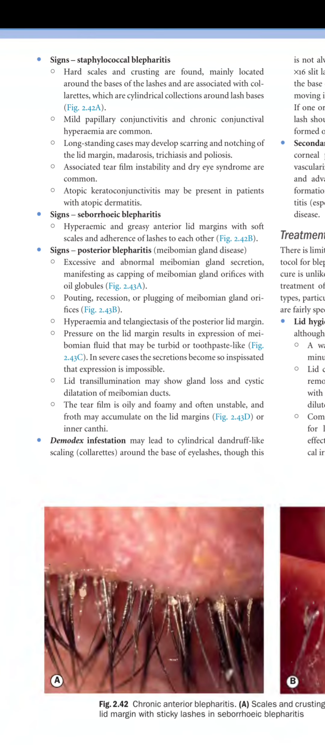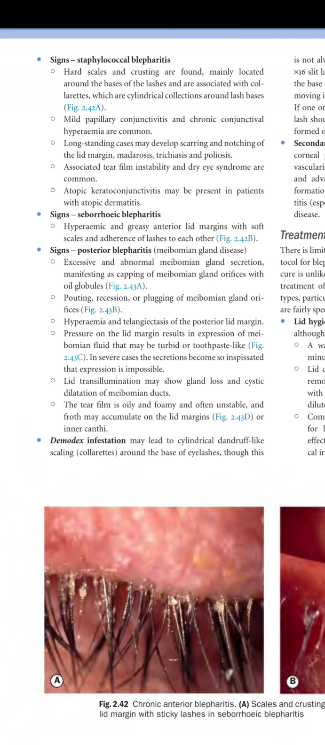Posterior blepharitis: hyperemia and telangiectasia of the posterior lid margin. Pressure on the lid margin results in expression of the meibomian gland fluid that may be turbid or toothpaste-like. In severe cases, the secretion becomes so inspissated that expression is impossible. Lid transillumination may show gland loss and cystic dilatation of the meibomian gland.